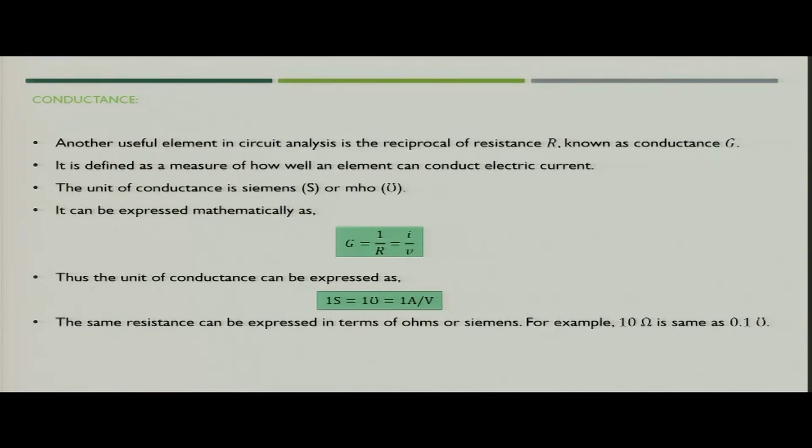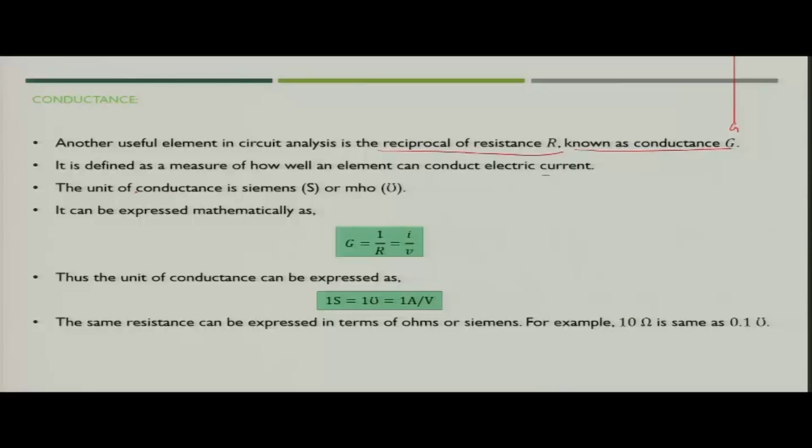Now, another useful element in circuit analysis is the reciprocal of the resistance, which is known as conductance and represented by capital G. It is defined as a measure of how well an element can conduct the electric current. So, it is just opposite to the resistance R. R is the property of an element to resist the flow of current, while conductance says how well that particular element can allow the flow of current.